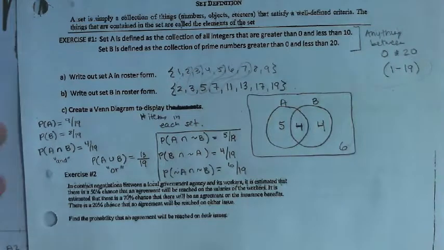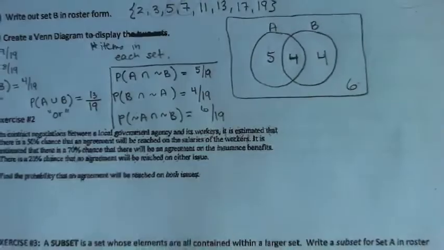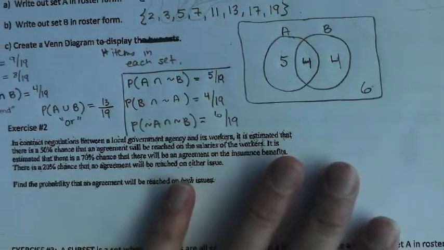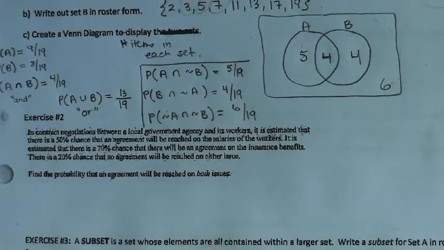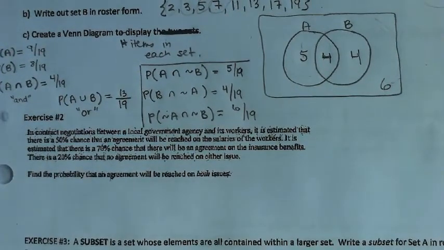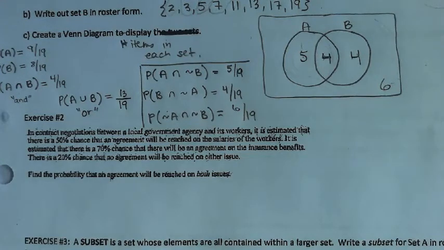So exercise 2, here's a real life example. In a contract negotiation between a local government agency and its workers, it is estimated that there's a 50% chance that an agreement will be reached on the salaries of workers. Estimated there's a 70% chance that there will be an agreement on the insurance benefits. So we're trying to decide if we agree on salaries or insurance benefits or both or neither. The difference with this one though is that you're not given hardcore numbers, you're given percentages. What should your percentages all add up to?